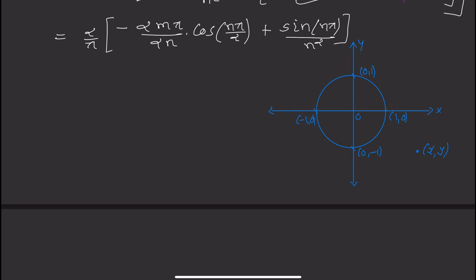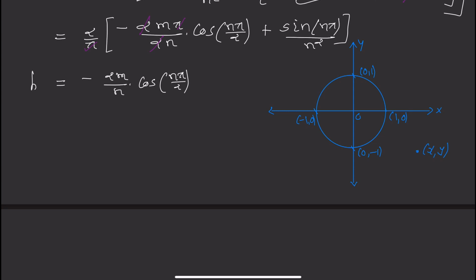So if you look at the sine n pi, these are the values, either this or this. So sine n pi is always equal to 0, right? And therefore this 2 and 2 will be cancelled out, this pi and pi will be cancelled out. So this is minus 2m upon n into cos n pi by 2.